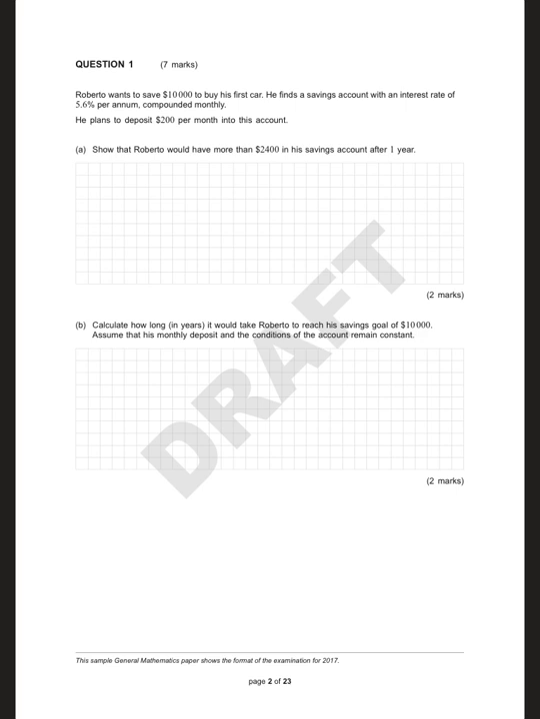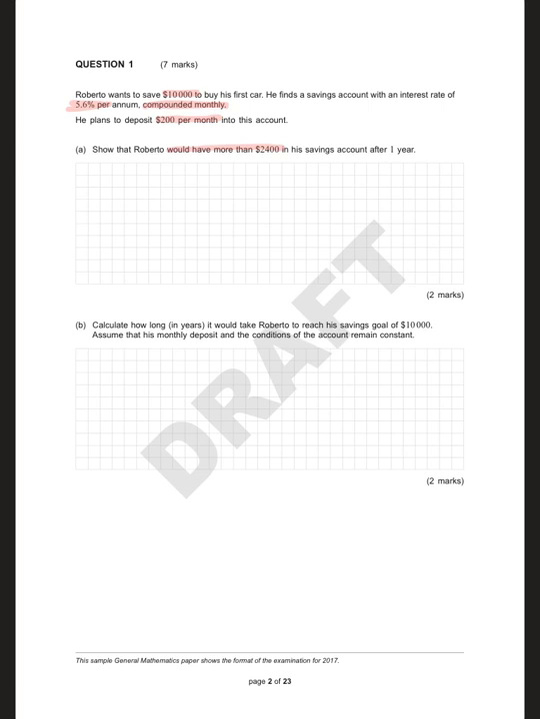Roberto wants to save 10 grand to buy his first car. He finds a savings account with an interest rate of 5.6% per annum, compounded monthly. He plans to deposit $200 per month into the account. I'm trying to show you that you should highlight all the relevant information. Show that Roberto would have more than $2,400.